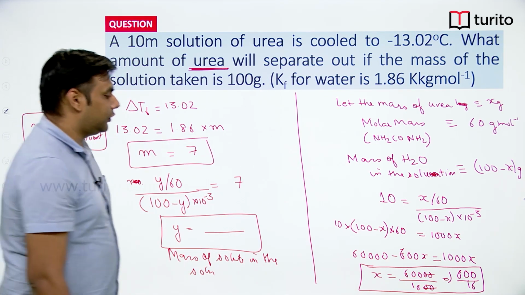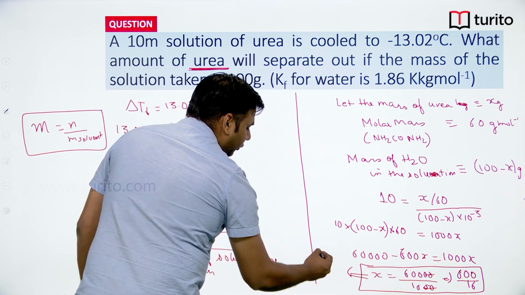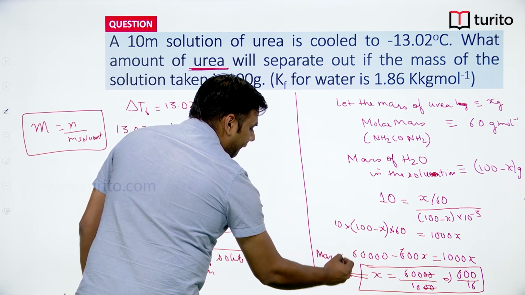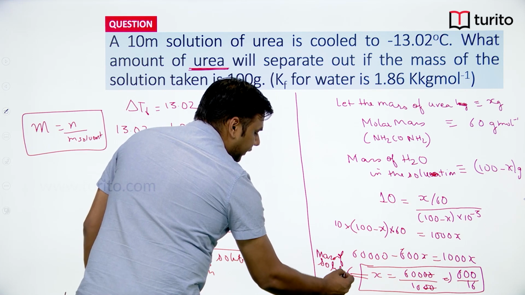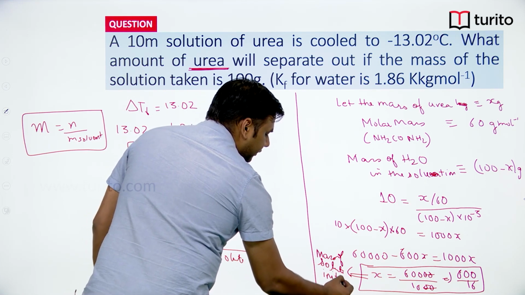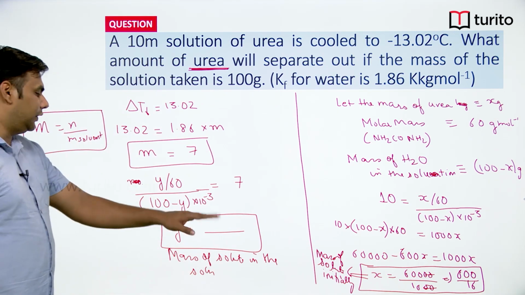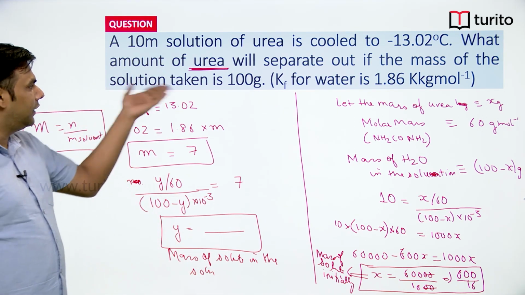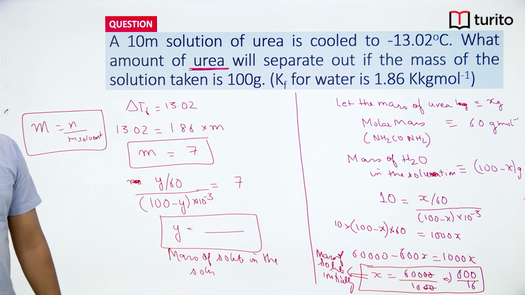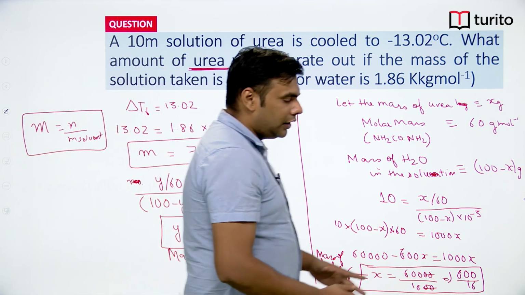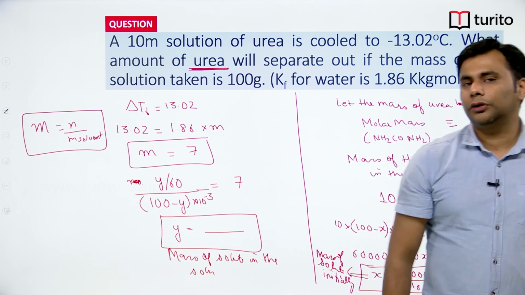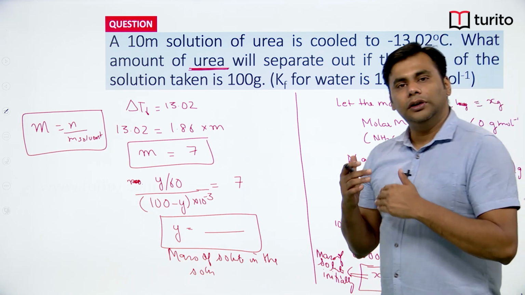And this was the mass of solute initially, and this would be the mass of solute finally in the solution. So when you subtract them, you will get the mass of solute that is separating out. So again, a very beautiful, very good conceptual question. From this you learn a lot.